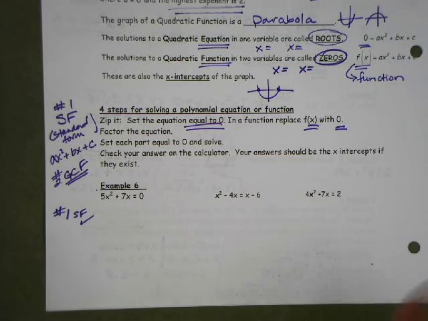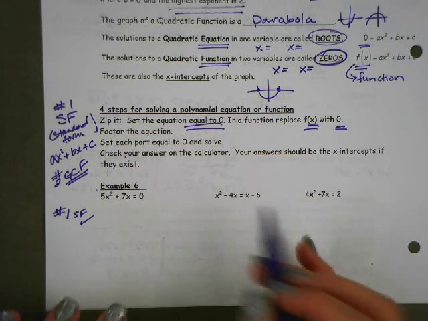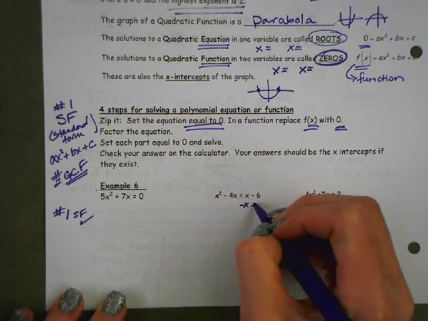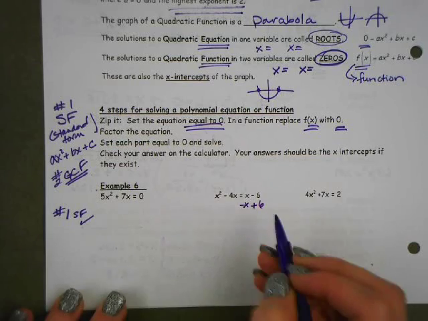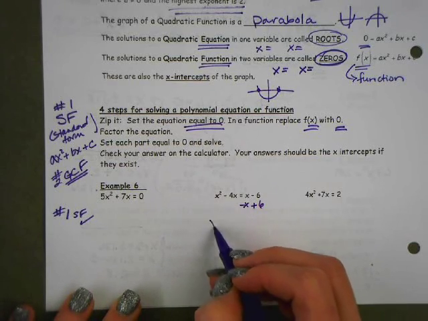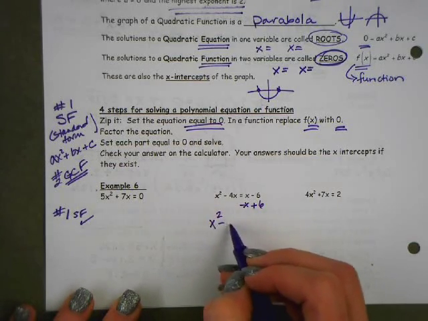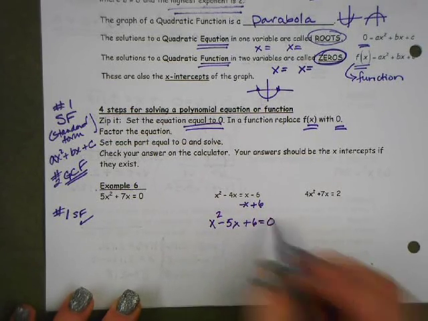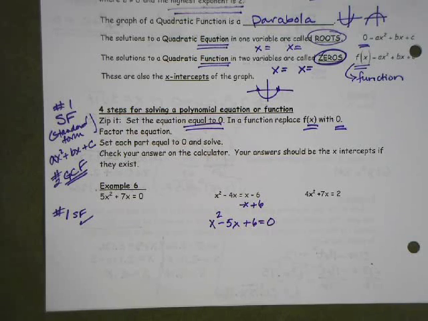Okay. You want to take everything that's on the right side, bring it over to the left side, make it equal to 0. So I'm going to subtract the x over on this side. I'm going to add the 6 on this side. So I bring it over to the left side. What am I left with? X squared minus 5x plus 6 equals 0. Okay, so that's standard form.